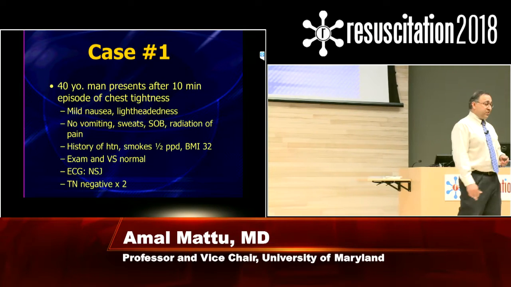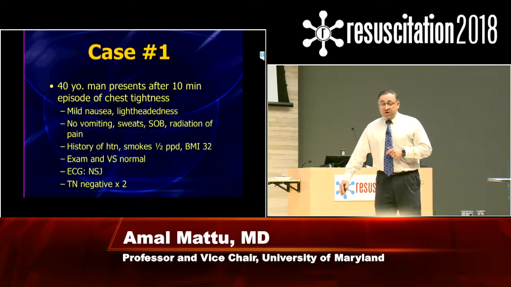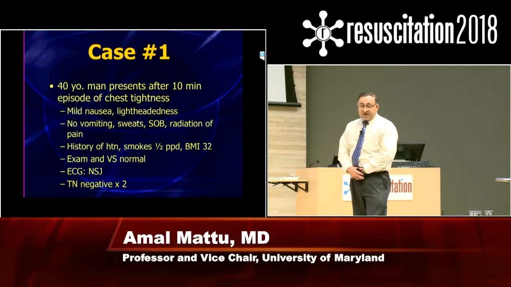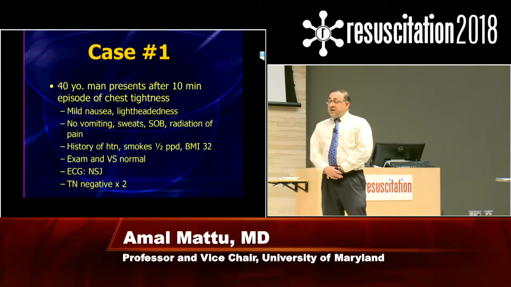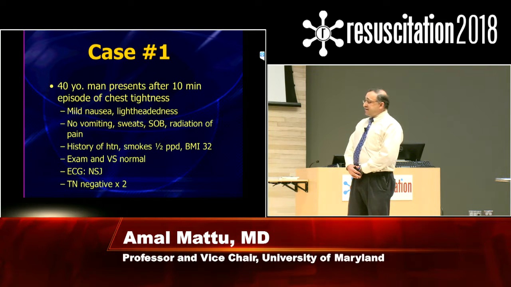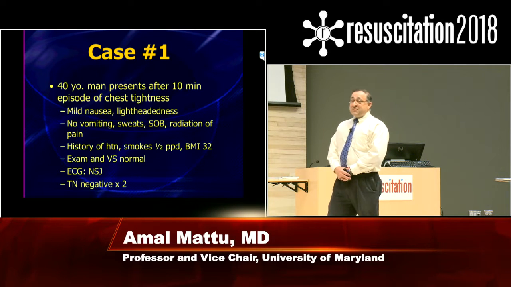All these are real cases, by the way, and probably represent the type of cases that you see in your emergency department as well. So first of all, 40-year-old guy comes in after a 10-minute episode of chest tightness. He's got some mild nausea, lightheadedness, no vomiting, diaphoresis, shortness of breath, radiation of pain. He's got a bunch of cardiac risk factors, examined vitals are normal, EKG, non-specific junk, so you can't ship him out of your emergency department, and troponin negative ×2.